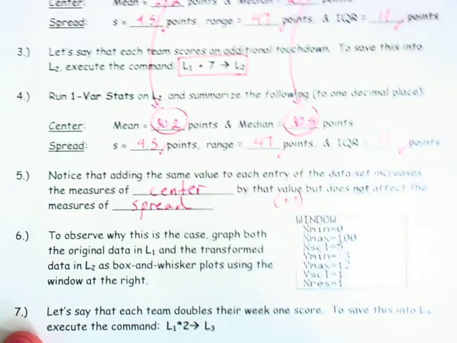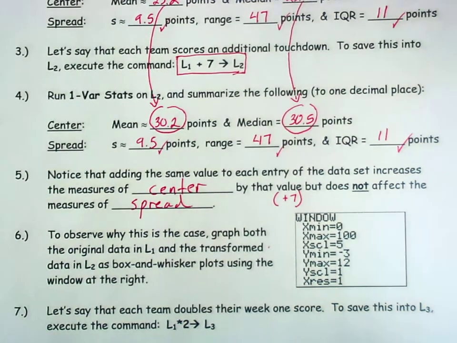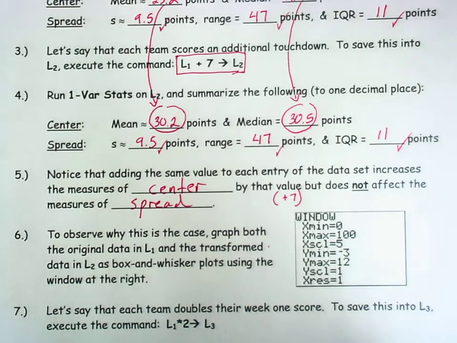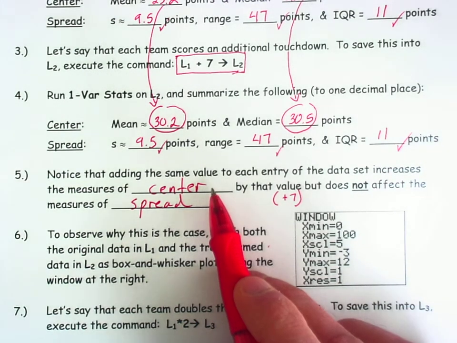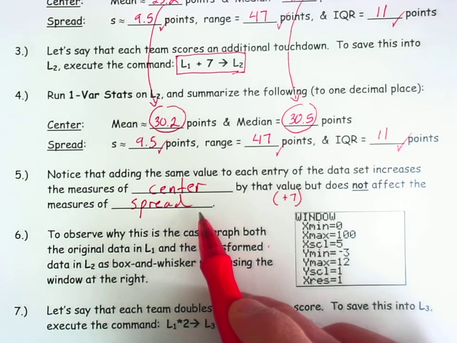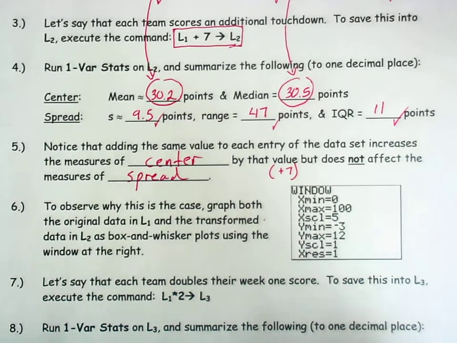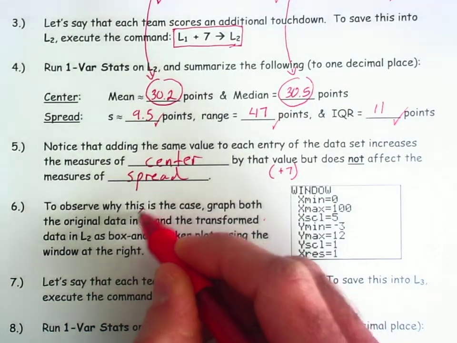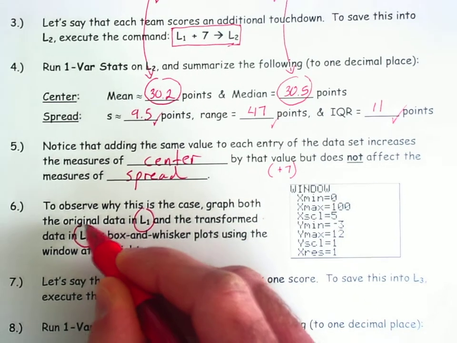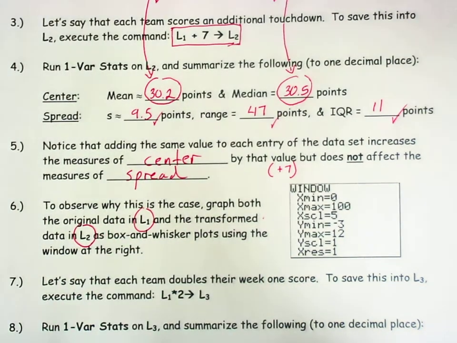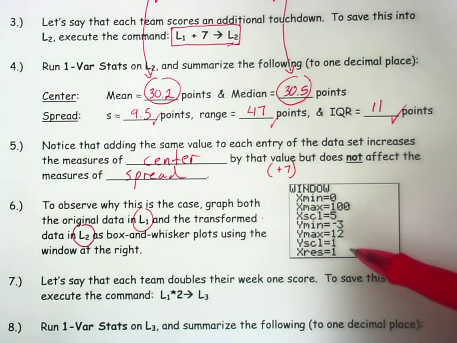If instead of adding values, we had subtracted something from all of those scores, same thing. The measures of center would have dropped by that amount, but it wouldn't have changed the spread. So to observe why this is the case, let's put up 2 box and whisker plots. Our data should be in list 1 and list 2, so I want to set up 2 box and whisker plots so I can graph them simultaneously. And to make things a little more convenient for you, I gave you the window here.